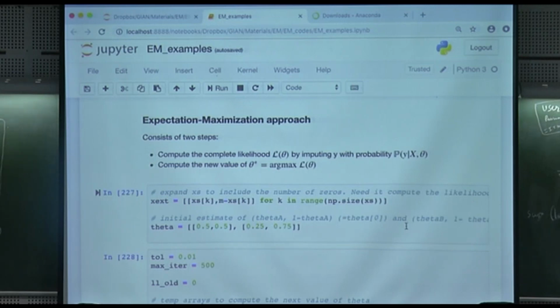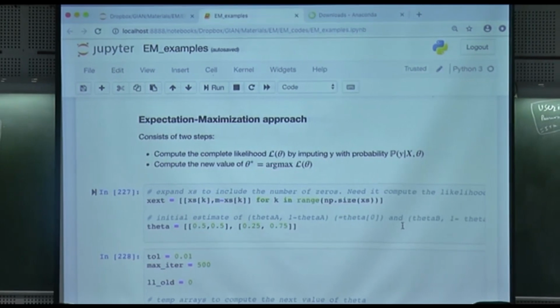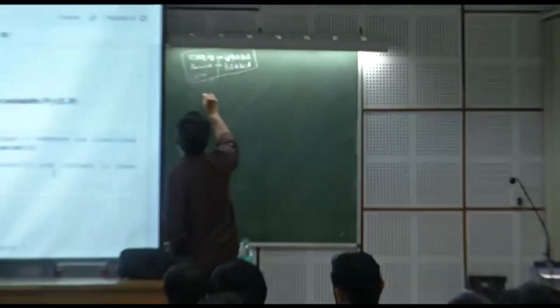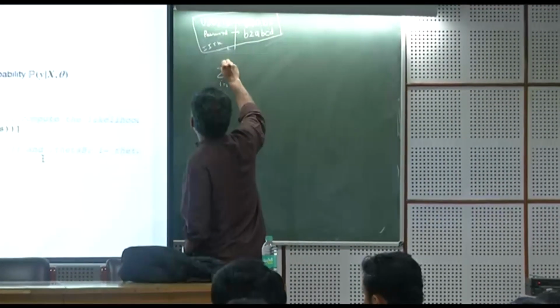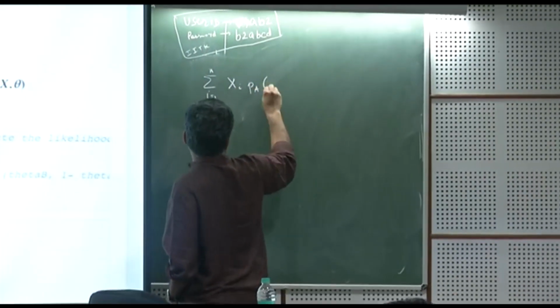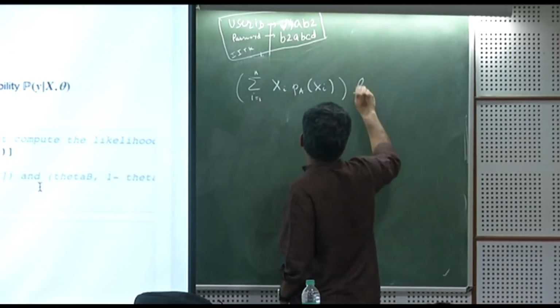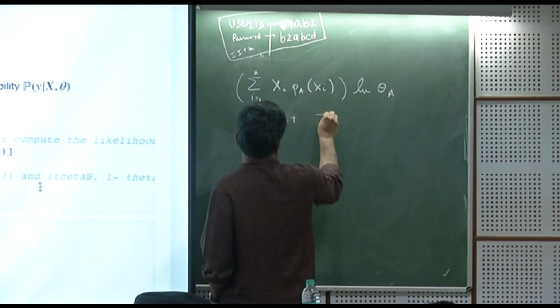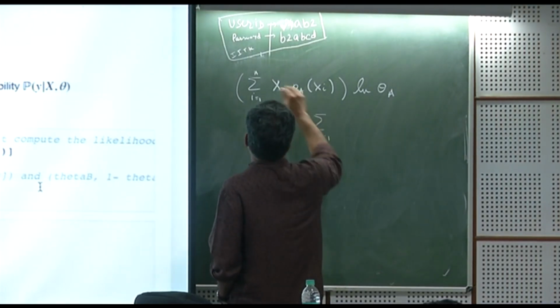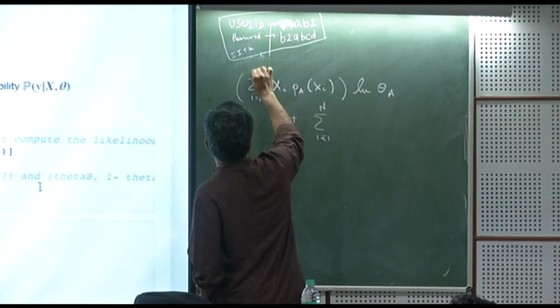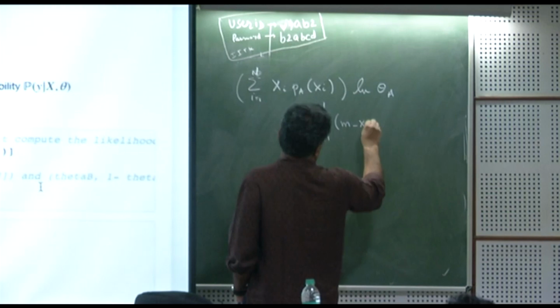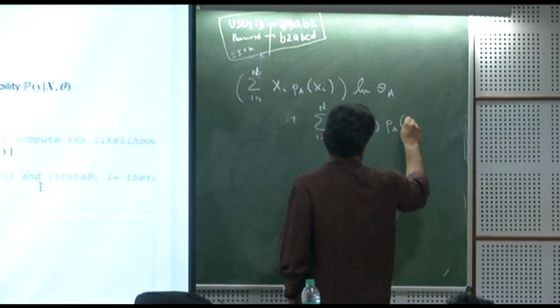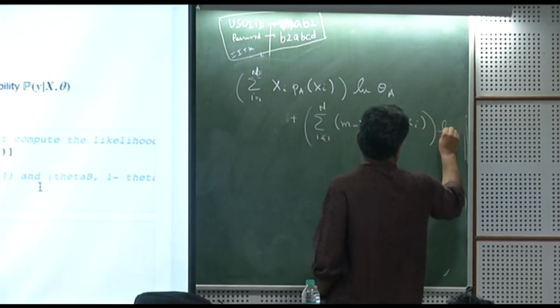Remember, let me actually write out the expression for you so that you can keep track of what's going on in the code. So remember what we were trying to do in the maximum likelihood story. I have the summation of i going from 1 through n, xi, pa xi, the whole thing multiplied by log theta a, plus the summation of i going from 1 through capital N, m minus xi, pa xi, whole thing multiplied by log of 1 minus theta a.